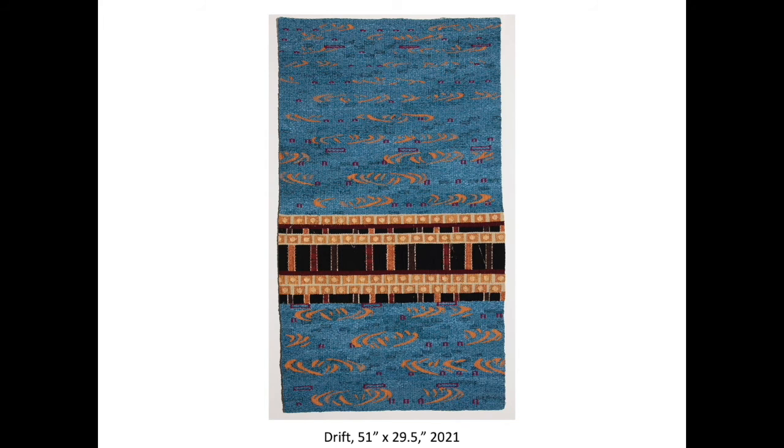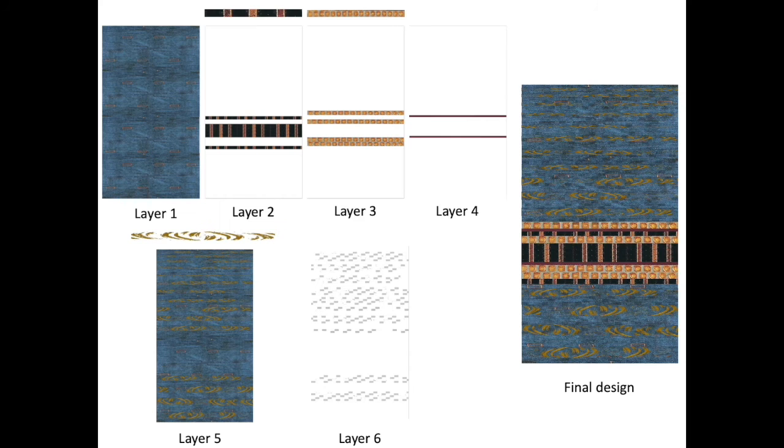I'll explain the process for this tapestry, Drift, as well. This slide shows the various components that went into the design for Drift and the final design on the right. Some components I chose for their color, some for their pattern. Layer 1 is a detail from a blue fabric that I repeated 4 times to create the rectangular shape of the design. Layers 2 and 3 are repeats from details taken from historical textiles. The details that I used for the repeats are above.